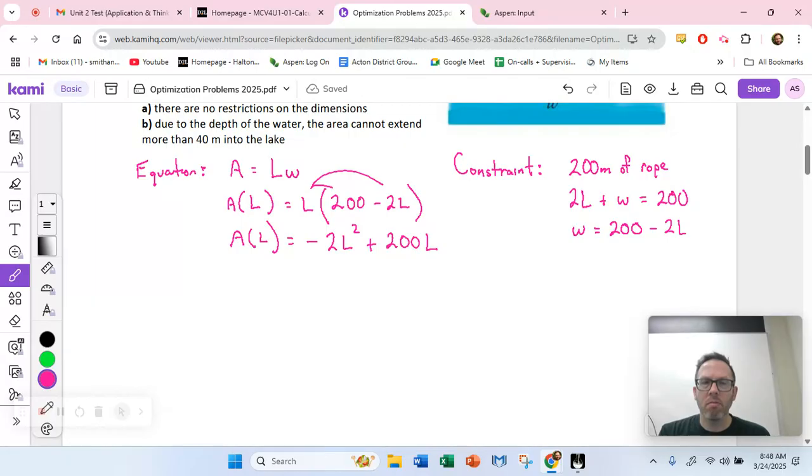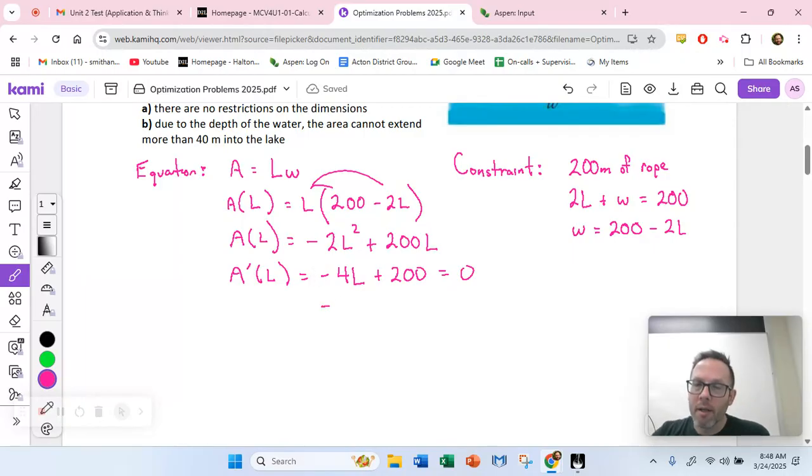Let's just keep going. Let's apply our algorithm now that we have a function to optimize. Instead of completing the square like in grade 10, let's find the derivative and set it to 0. This one's a pretty simple derivative because it's quadratic, so minus 4L plus 200. And we are going to set that to 0. Why? Because that's how we find critical points, any local max, local mins.